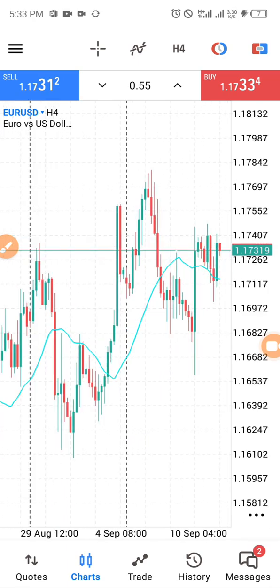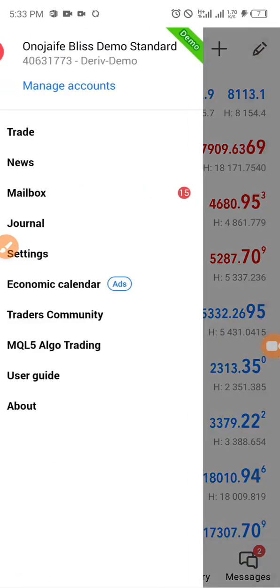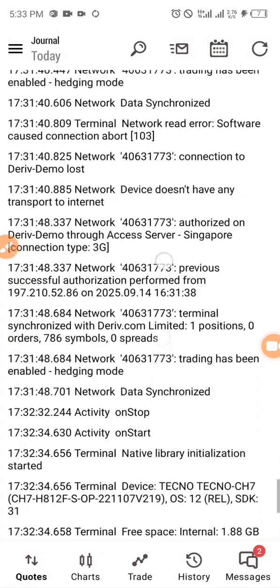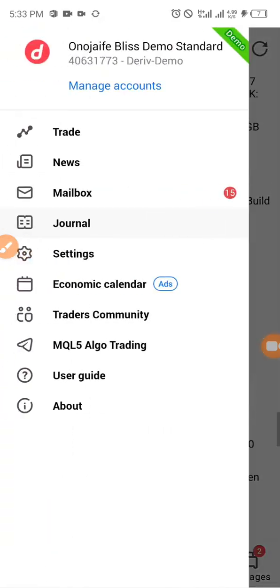So the first thing you'll see on your MT5 page after you've connected your MT5 to your broker. In this case we are using Derive broker. We can see that I have the Derive installed here. This is a demo account. I've already installed my broker here. Here you can see trade, news, mailbox, and journal. In the journal you can see all my activities in this app. These are different, but they are not our major focus.